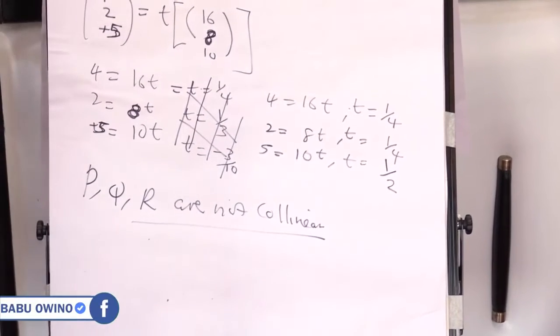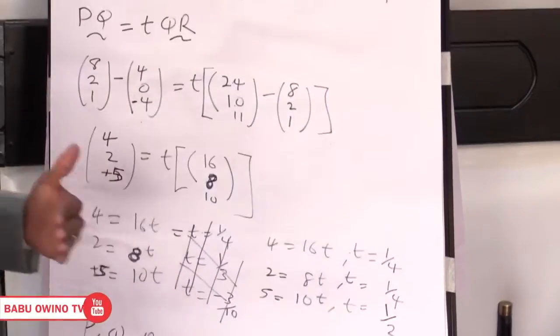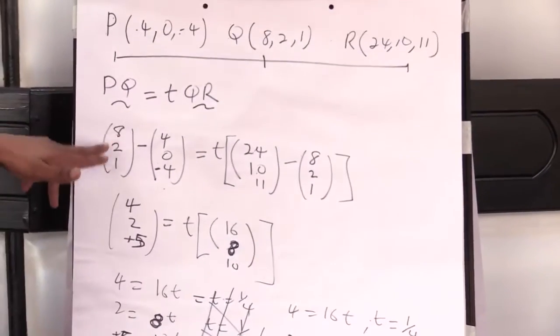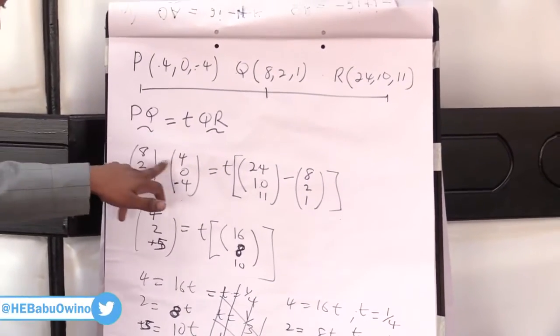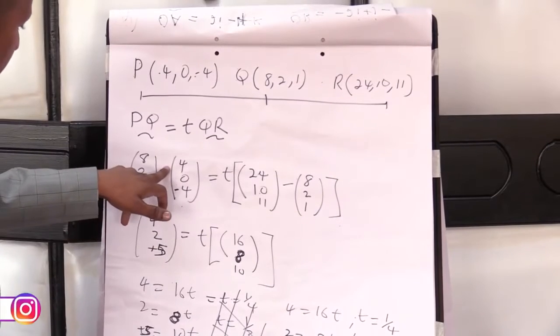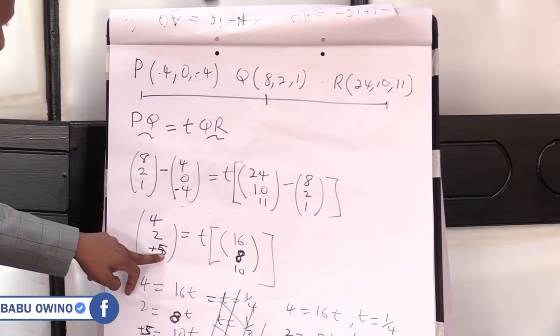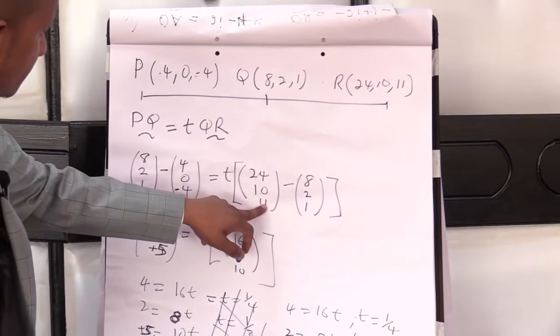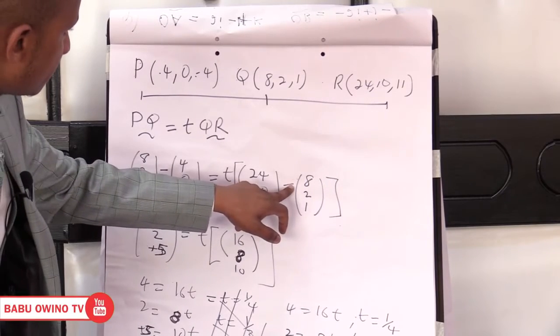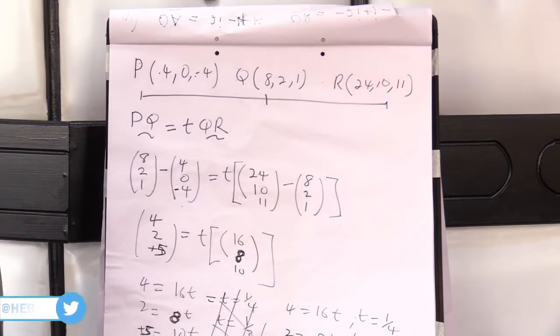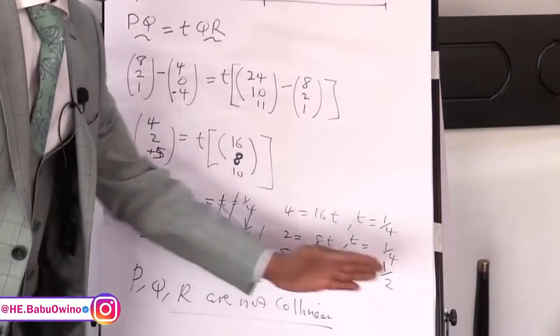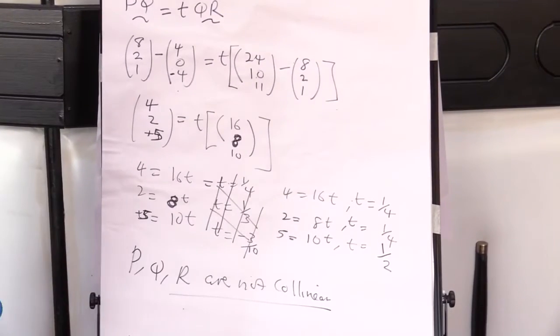Let's check again. So you have to take care of these signs. So let's check the last one. PQ is Q minus P. This is 1 minus 4, which is 5. Then 11 minus 1 is 10. So still it's not coming out. So it's not quarter, quarter, and a quarter. So the points are not collinear.